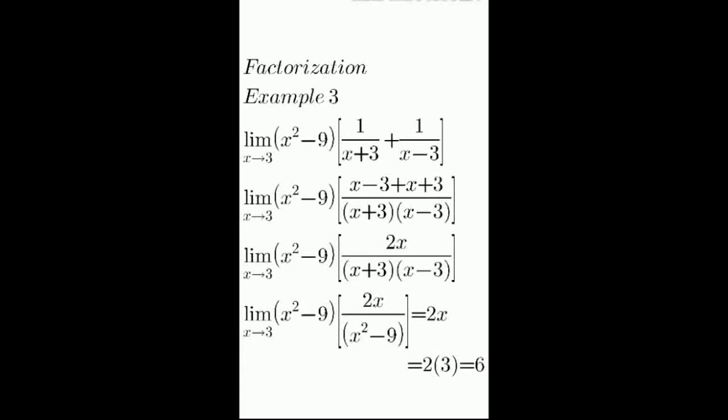In the third example, we are going to use the LCM of the square bracket terms. From the LCM, we have 2x upon x plus 3 and x minus 3. X plus 3 and x minus 3 are the factors of x square minus 9. X square minus 9 and x square minus 9 will be cancelled. We have 2x, then we use the value of x, and we have answer 6.